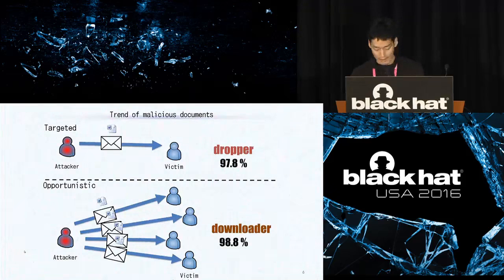Here, I mention the type of a malicious document file. I gathered various malicious document files. In the case of targeted email attacks, most malicious document files are droppers. On the other hand, in the case of opportunistic attacks, most malicious document files are downloaders.